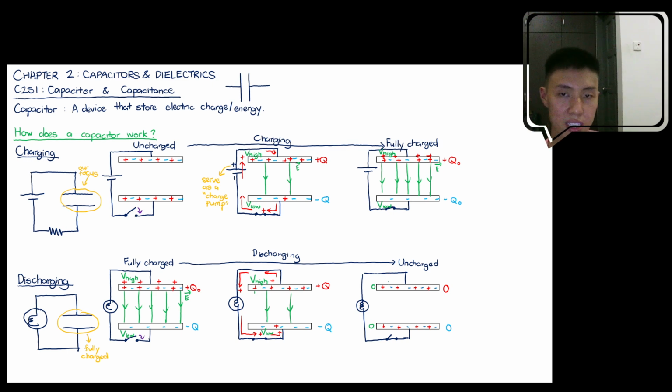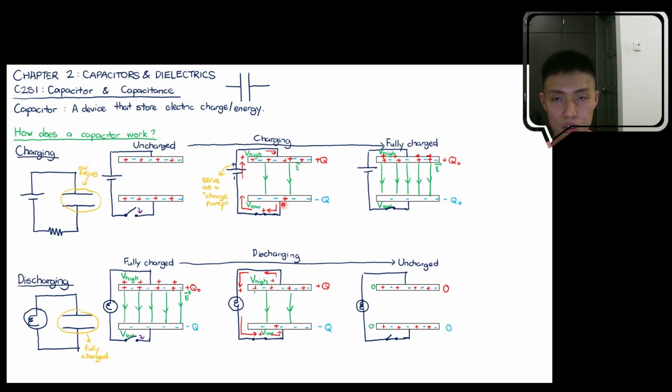Okay, so this is a situation we are going to discuss, where a capacitor is being charged or discharged. I want you to take notice of the movement of the charge. When it's charging, you see that the charge moves in a certain direction. But when it comes to discharging, you see that the charge moves in the opposite direction.